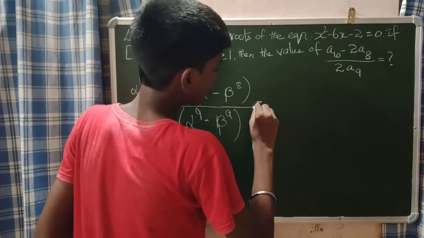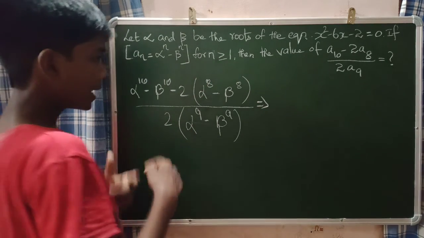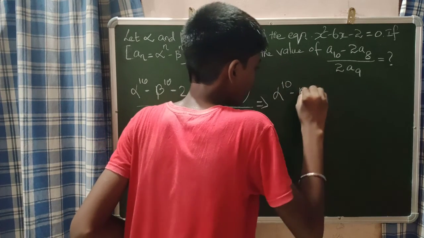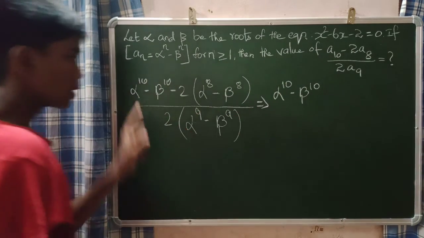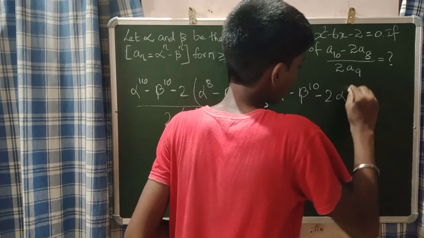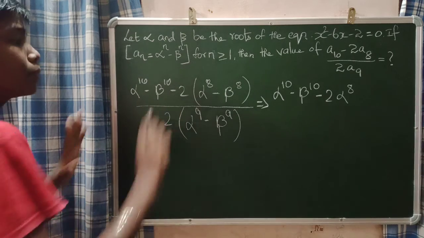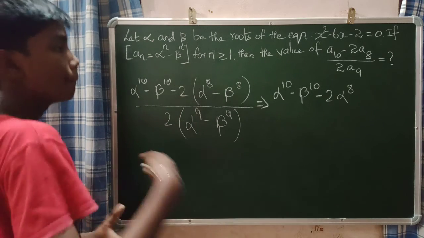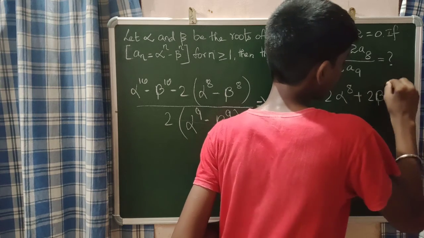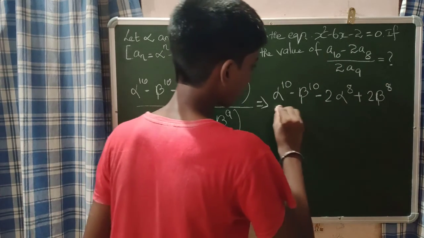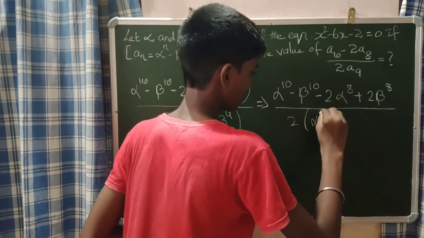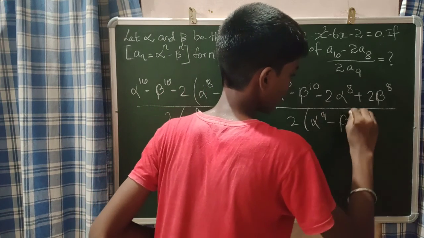So when I solve your numerator, I will get the same expression as alpha to the power of 10 minus beta to the power of 10. Then minus 2 into alpha to the power of 8 will be nothing but minus 2 alpha to the power of 8. Then minus 2 into minus beta to the power of 8 will be nothing but plus 2 beta to the power of 8. Correct now? Then divided by 2 into alpha to the power of 9 minus beta to the power of 9.